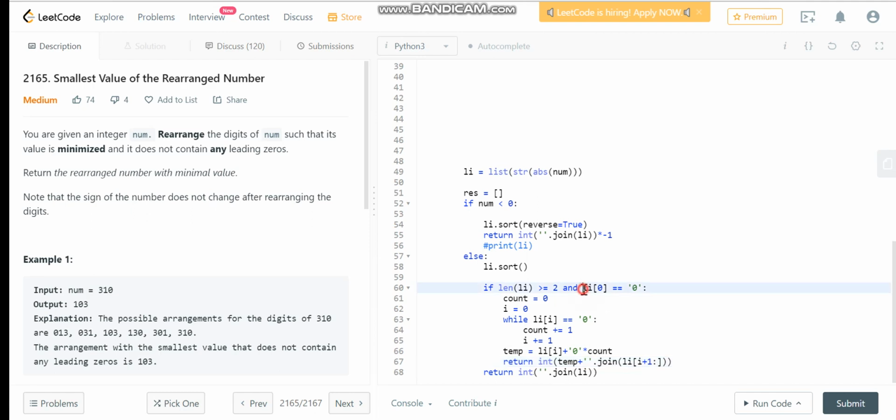And suppose you don't have the zeros, then simply the answer is you sort it in ascending order and return the list. Fine. I hope that was clear enough. And because we are sorting, the time complexity will be O of n log n, and space is O of n because we are storing it in a list.